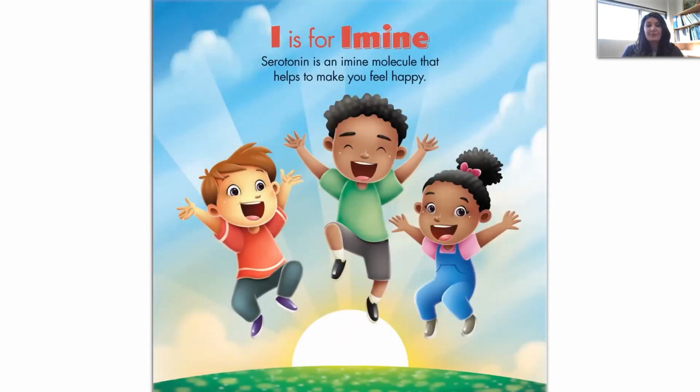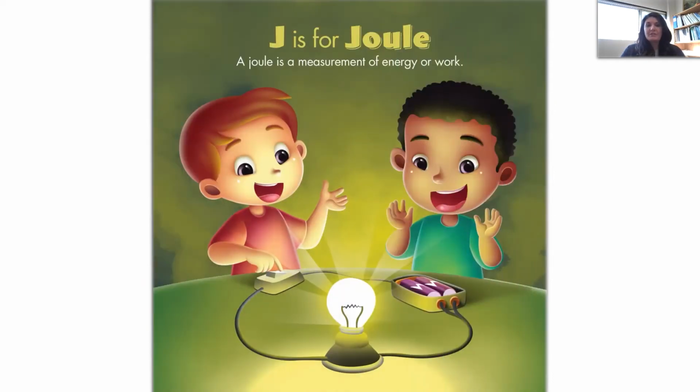I is for amine. Serotonin is an amine molecule that helps to make you feel happy. This molecule is in your brain, and it helps to let your brain know that you are happy. J is for joule. A joule is a measurement of energy or work. If you have a lot of joules, you're doing a lot of energy or work.